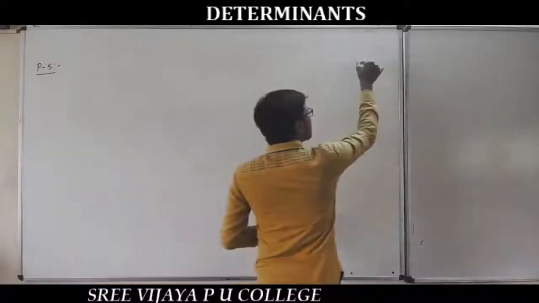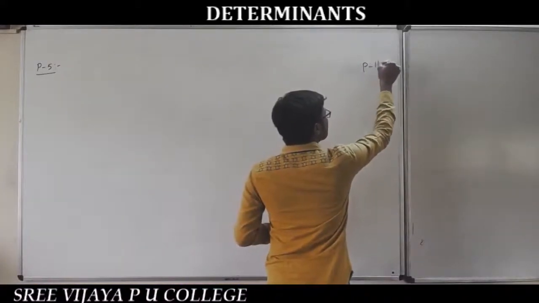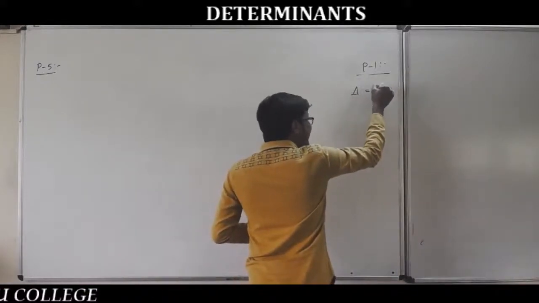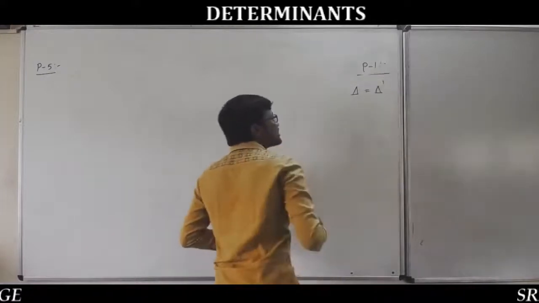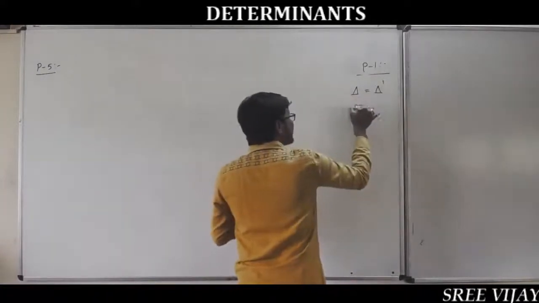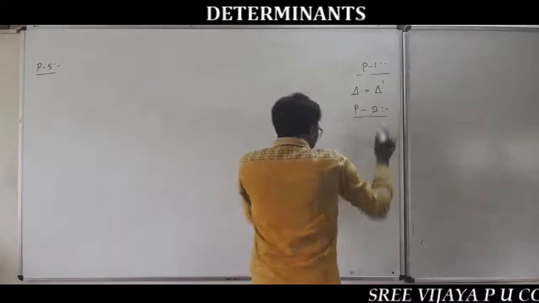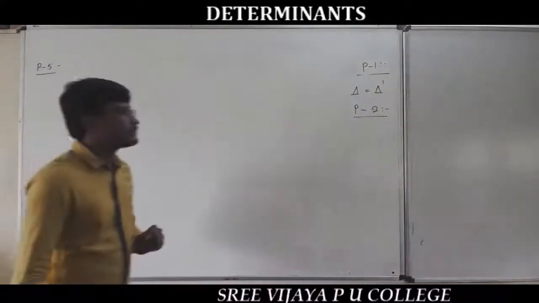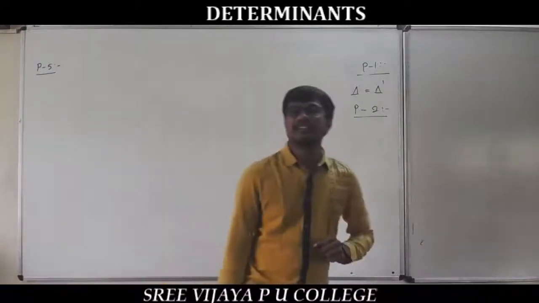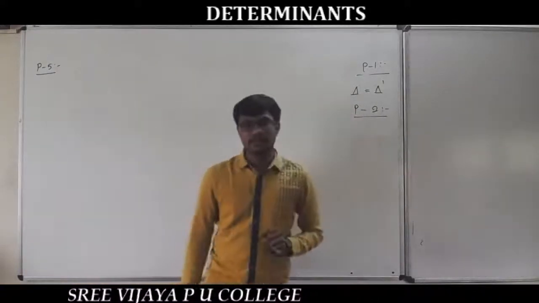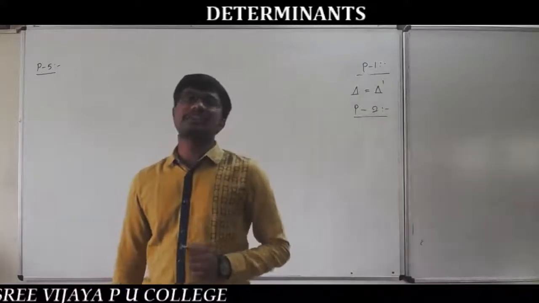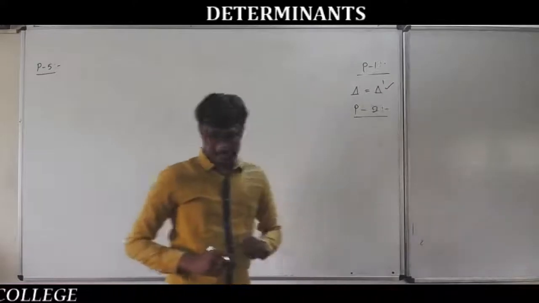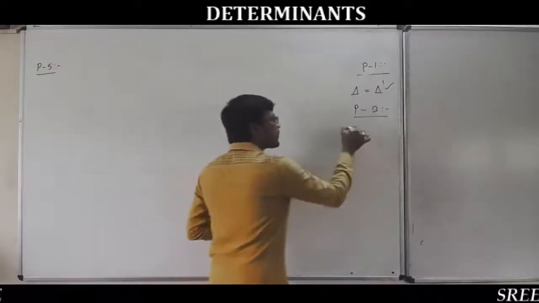So what is property number 1, which we discussed last class? Delta equals delta dash. What does delta equals delta dash mean? In a determinant, if all the rows and columns are interchanged, then the value of the determinant remains the same. Property number 1.